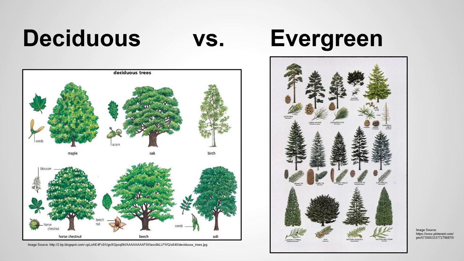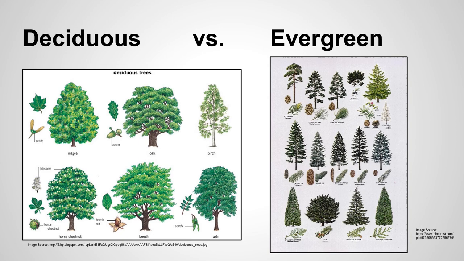For trees, the first big question is whether the tree is deciduous or evergreen. Basically, does your tree have leaves or needles in winter or not? As you can see from these images, broadly speaking, these groups have distinct shapes. Deciduous being more rounded and full, evergreen being more conical and angular.